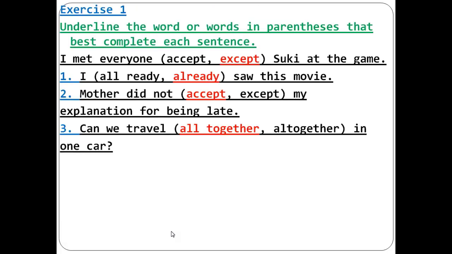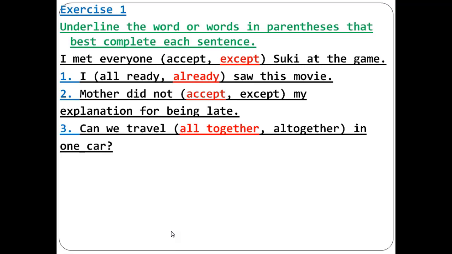Exercise. Underline the word or words in parentheses that best complete each sentence. Now, this was the example from your book. I met everyone except Suki at the game. So it means that she was absent. Sentence 1. I already saw this movie. This means before this time.